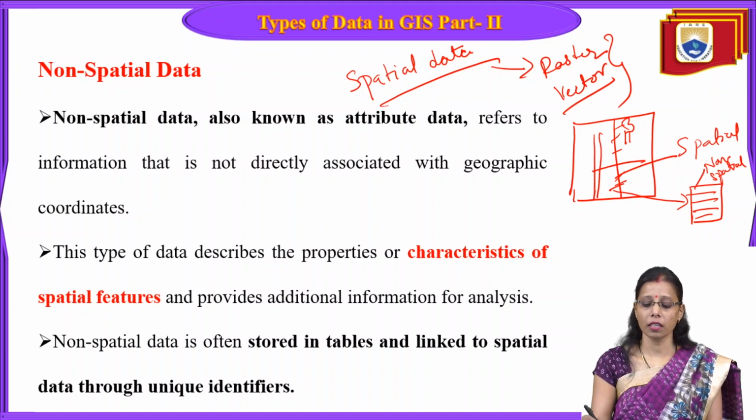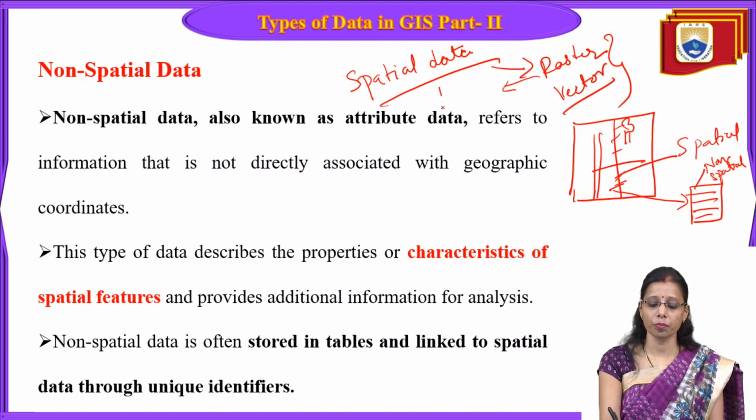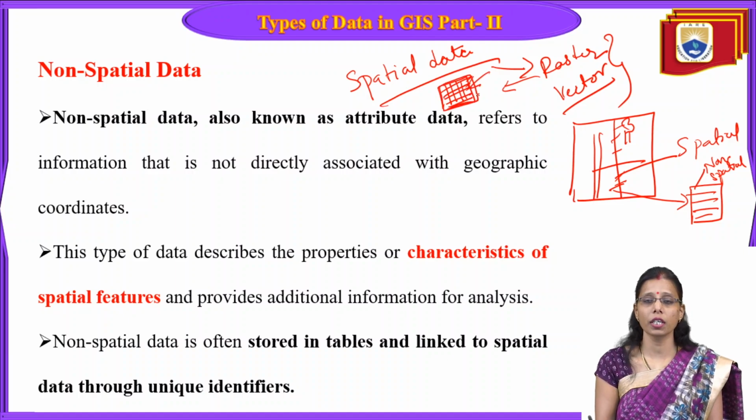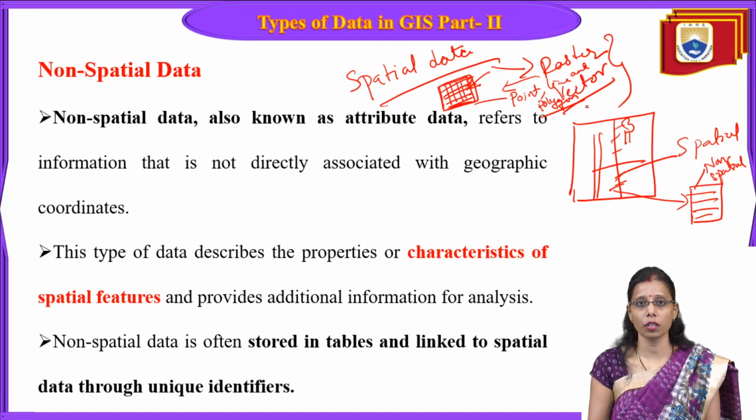As I told in the previous lecture, spatial data has two types, raster and vector. These are the two forms in which we represent the data in the system to the users. Raster is the representation of the real world in the form of grid cells, and vector is the representation of the real world in the form of point, line and polygon. We discussed all this in the previous lecture.